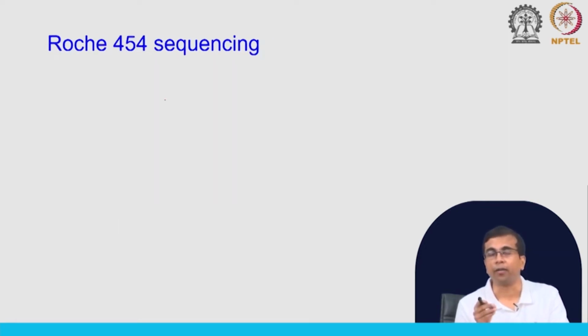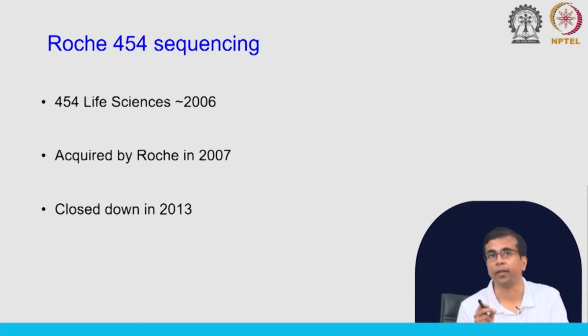Let us now talk about the 454 sequencing method itself. This was the first NGS method that was developed. It was developed by a company called 454 Life Sciences around 2006, and in 2007 it was acquired by the company Roche. 454 sequencing was closed down in 2013. We will talk about why this was closed down so quickly, within 6 years.